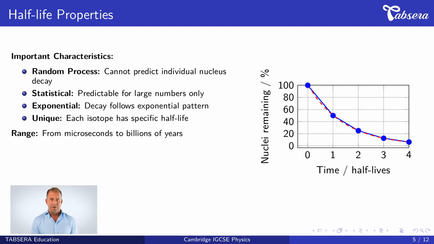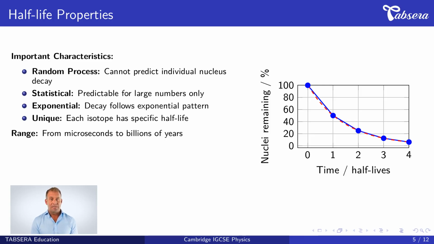Now we examine half-life properties. Understanding these characteristics is crucial. First, it's a random process. We cannot predict when any individual nucleus will decay. It might happen in the next second or in 1,000,000 years. Second, it's statistical. While individual decay is unpredictable, large numbers of nuclei follow predictable patterns. Third, decay follows an exponential pattern.